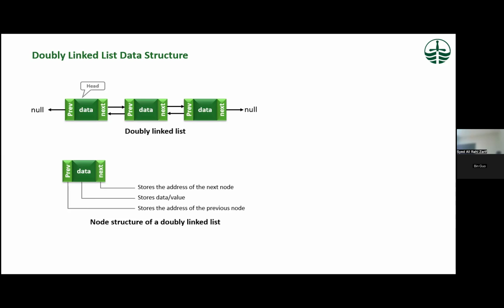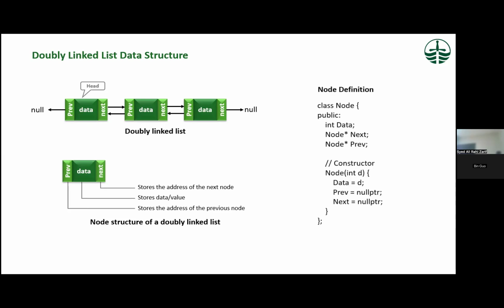Now, this is a simple code that is written to define a node. And here we can see we have the 3 elements: the data, the next pointer, and the previous pointer. And this is the constructor.